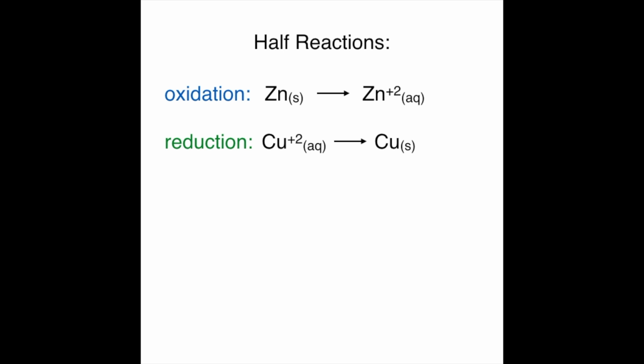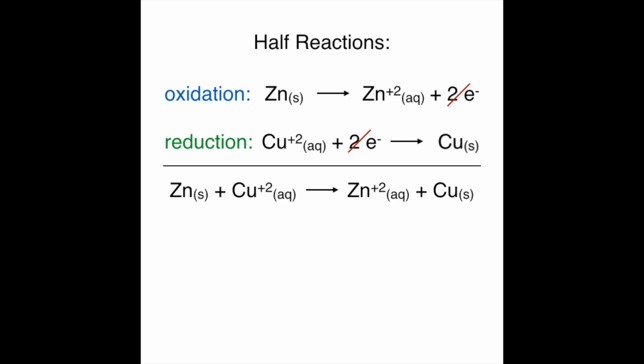We can now add in the electrons that have been transferred to balance the charges of each half reaction. In the oxidation process, the left side of the equation has an overall charge of 0, while the right side of the equation has an overall charge of +2. To balance this out, we'll add 2 electrons to the right side. Similarly, in the reduction process, the left side has an overall charge of +2, while the right side has a charge of 0. So we'll add 2 electrons to the left side. We can see here that the number of electrons lost and gained are equal in our reactions, meaning they cancel each other out. Adding our 2 half reactions, we get our full balanced equation.